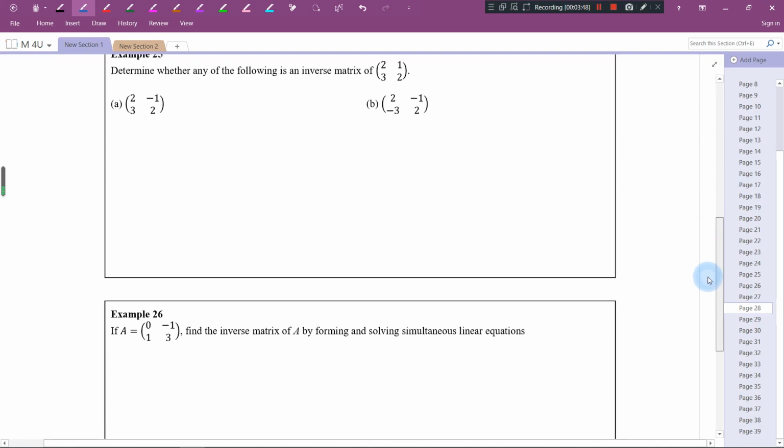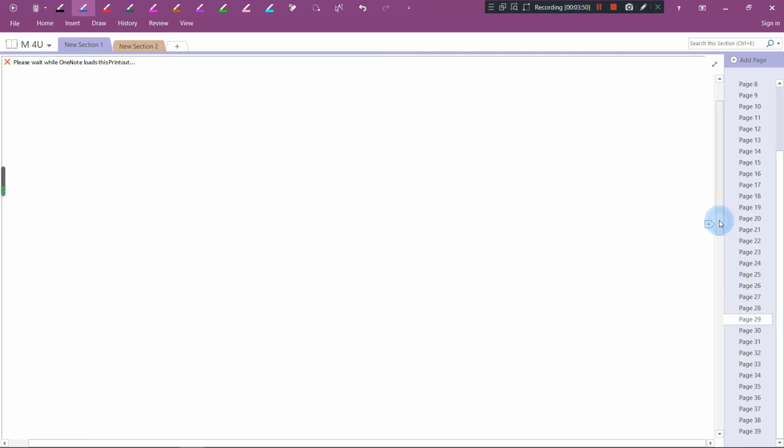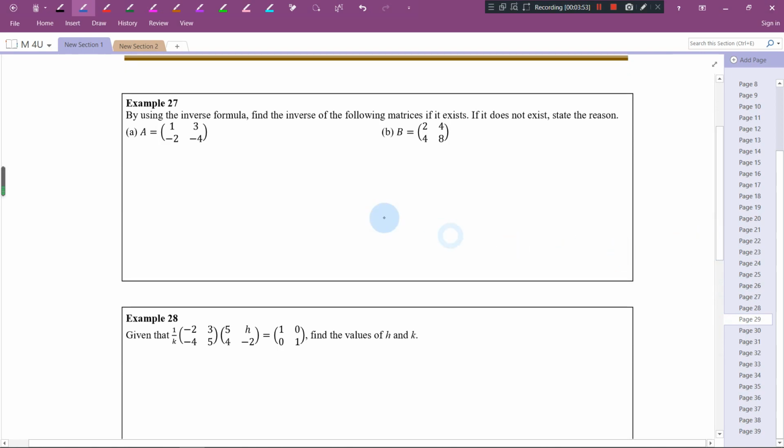Okay, now let's look at this example. By using the inverse formula, find the inverse of the following matrices if it exists. If it does not exist, state a reason. Okay, still remember, when the determinant is equal to 0, the inverse matrix does not exist. Okay, now let's find the determinant for matrix A first. We can represent it this way for the determinant.